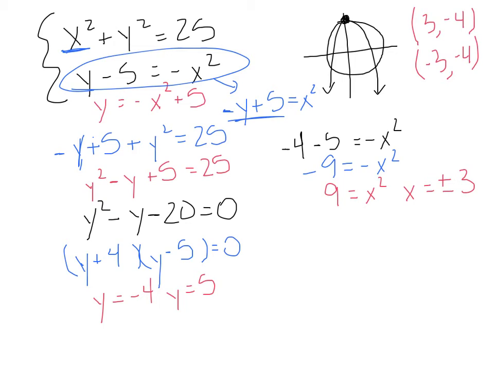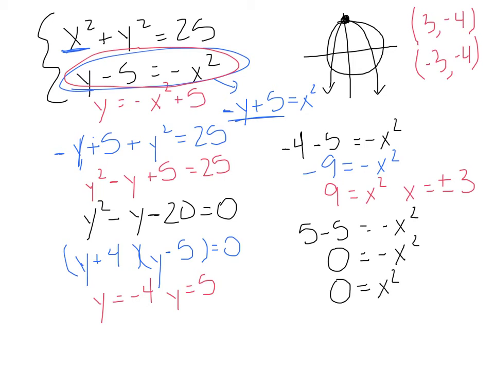Now let's go ahead and substitute in with the 5. I'm going to use the same equation, the y minus 5 one. So 5 minus 5 equals negative x squared. 0 equals negative x squared. Divide both sides by a negative, so you get 0 equals x squared. So x equals 0. So in this case, we only had one solution, so when y is 5, x is 0, and that makes sense based on the graph that we originally had. So these are my three solutions, and you can see that 0, 5 is up there at the top, and then those other two, it looks like they're in the right place as well.